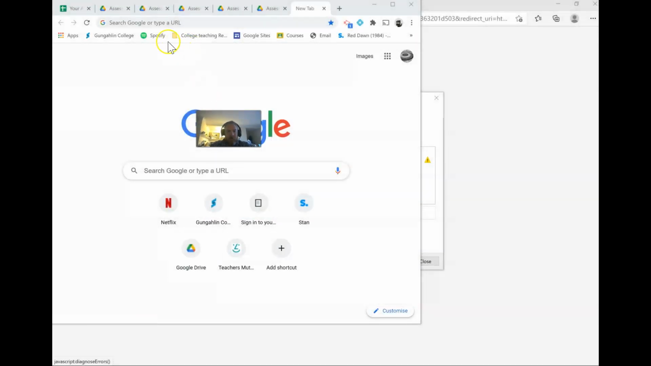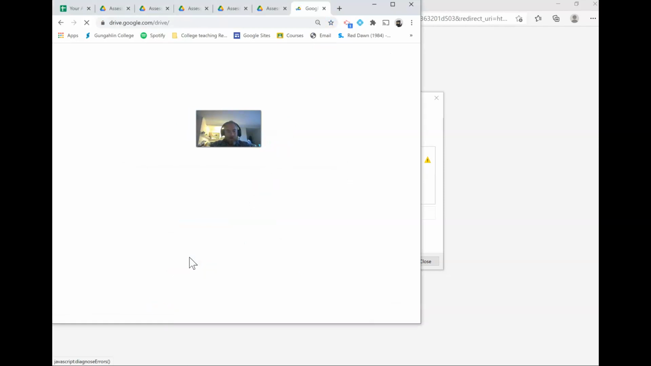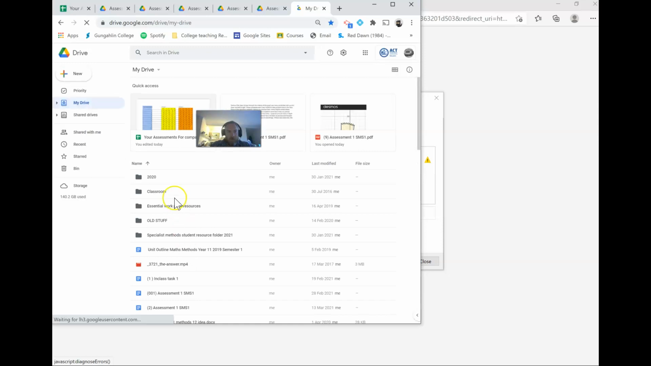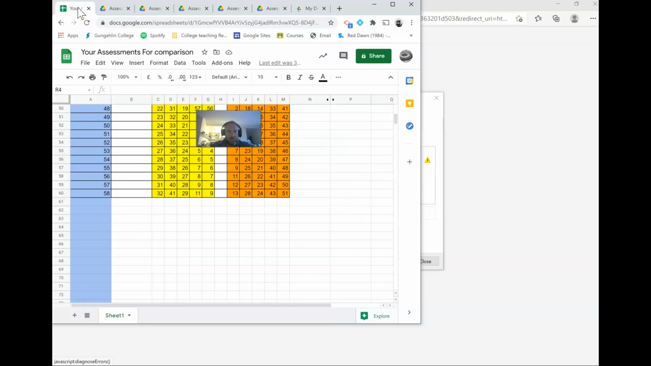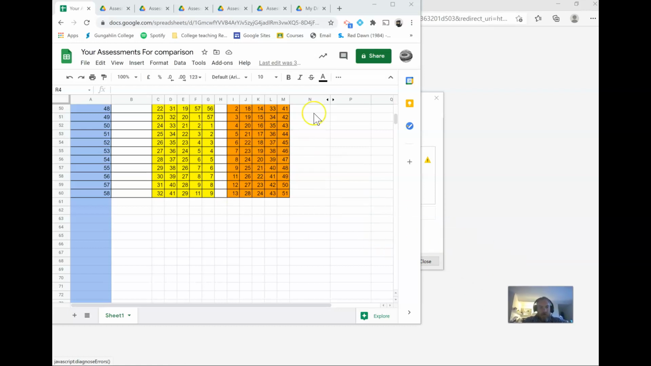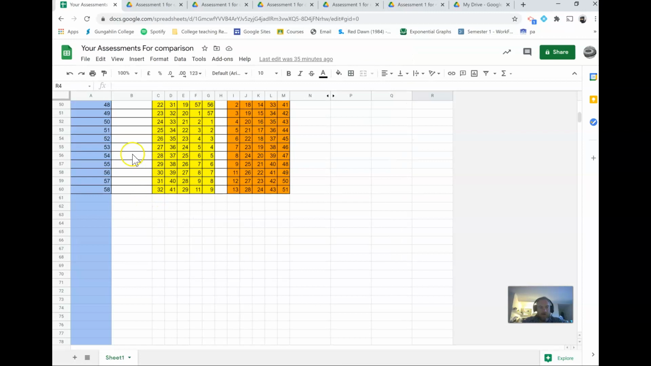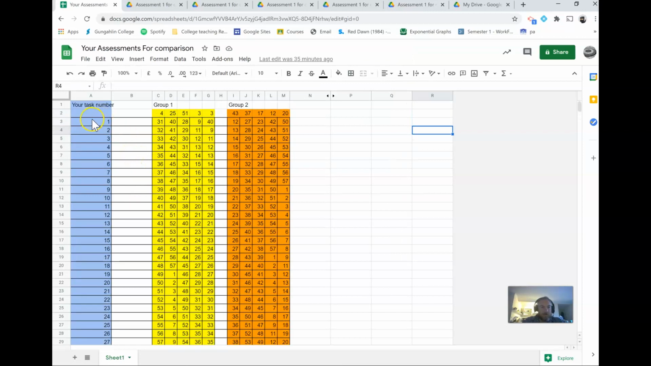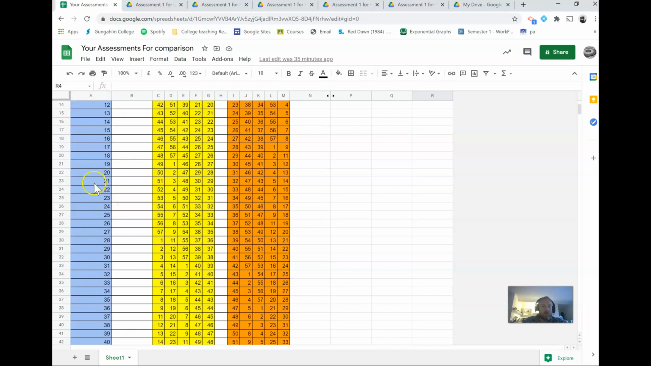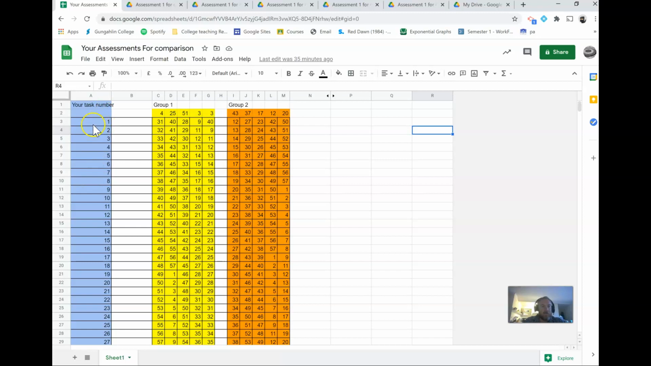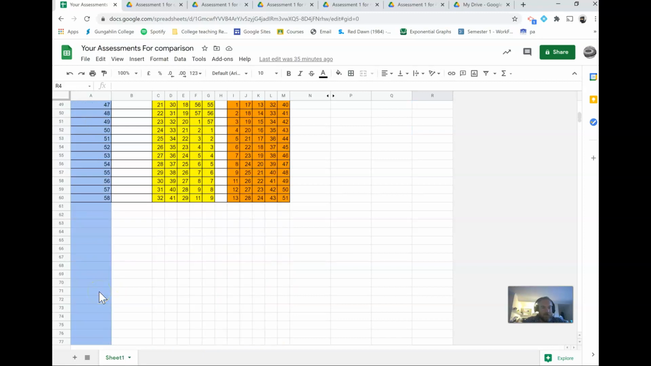Okay, your first job in the comparative marking process is to go to the student resource folder, and in the assignment, you'll find my little spreadsheet. My spreadsheet has your number that you received for the assignment. So that's the one in blue, and everyone else's number. So you go to your number, the one that you submitted your personal assignment under, and just check.